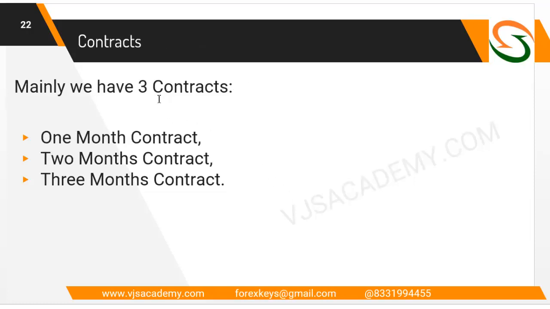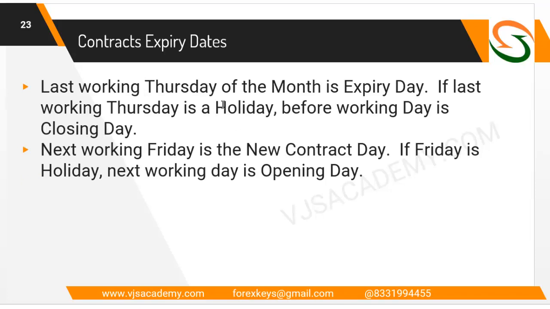Okay, so now we will discuss contracts. Mainly in India, we have 3 types of contracts: 1 month contract, 2 month contract, and 3 months contract. When you buy or sell any futures contract, they may expire in 1 month, or in 2 months, or in 3 months. So what is the expiry day?